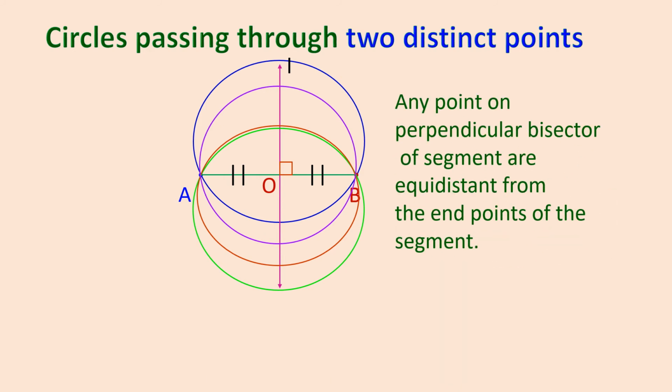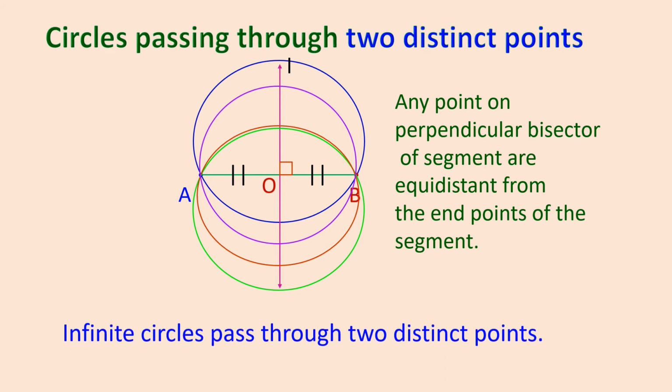As I said, any point on the perpendicular bisector of a segment is equidistant from the endpoints of the segment. So on line L, how many points are there? Anybody can guess? Yes, there are an infinite number of points. So how many circles can be drawn passing through points A and B? An infinite number of circles pass through two distinct points, and we can draw them. Clear? Let us move further.